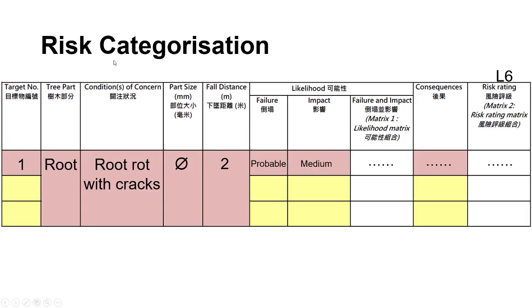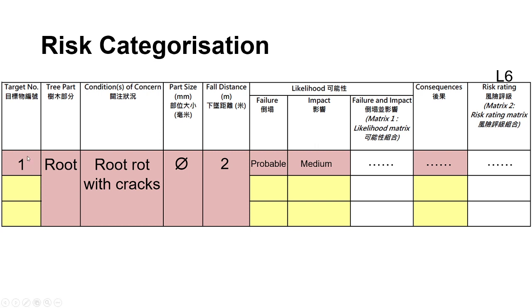And then you have risk categorization. Remember in lecture number 6, I introduced 2 matrices to you: the likelihood matrix and the risk rating matrix. So I have provided an example for you. Remember that I just told you to remember the target number. You will use it again. This section, the risk categorization section, is the section where you will use the target number again.